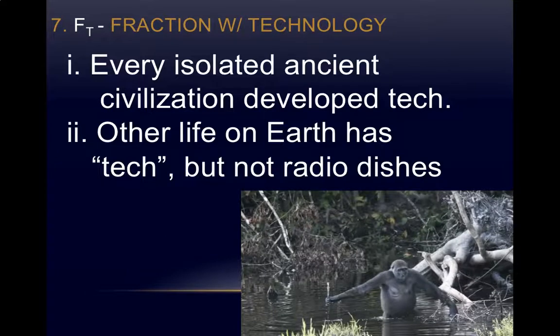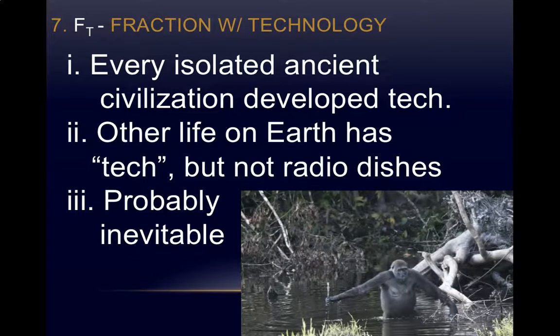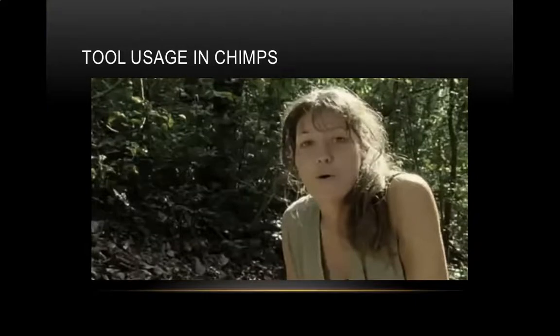And again, just like with intelligence, we're not the only species on Earth that can use technology. Here we have at the bottom of the screen an ape or gorilla that's crossing a river. And she's actually using a stick to prod and poke and see how deep the water is so she doesn't fall in and drown. It's an incredible use of technology and of intelligence. So again, I think this one we can be pretty darn positive about, that it's probably inevitable.